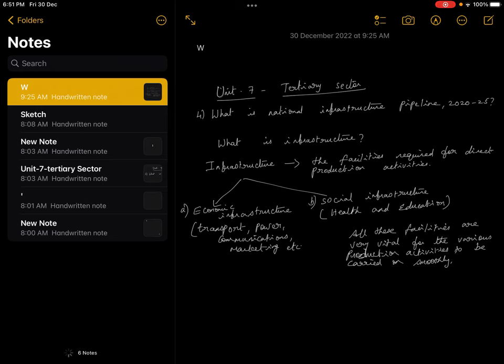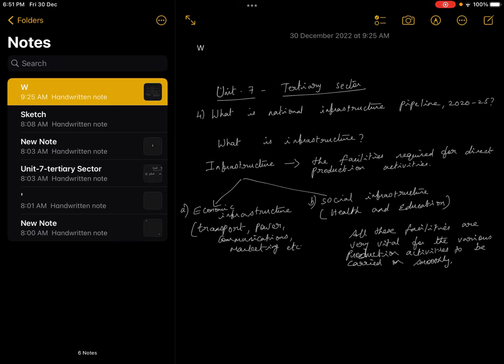In today's class, we will discuss the next important question: what is the National Infrastructure Pipeline 2020-25, which is announced or launched by the Government of India. Before we proceed to the answer, let us check the meaning of infrastructure. Infrastructure is nothing but all the facilities which are very necessary for the direct production activities, both in the primary sector as well as in the secondary sector.